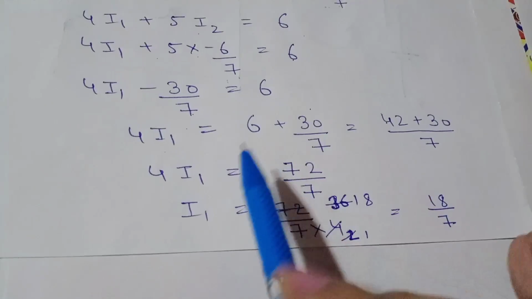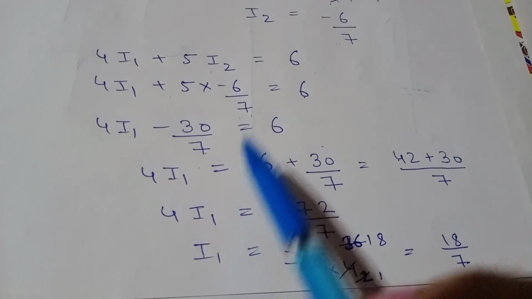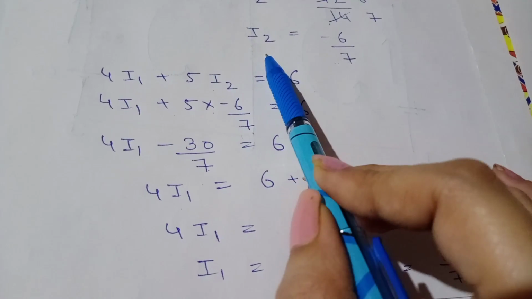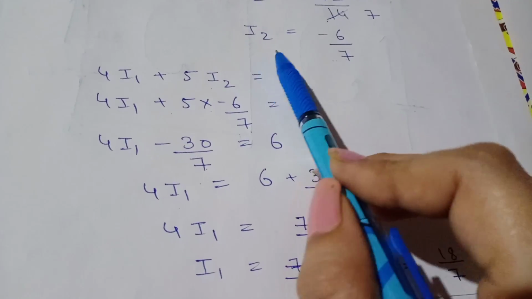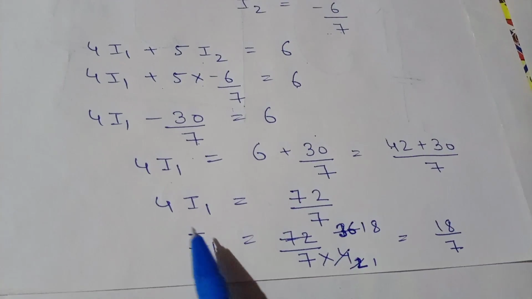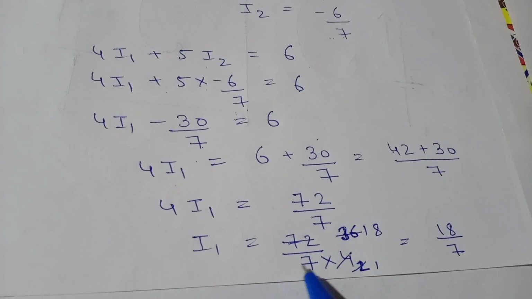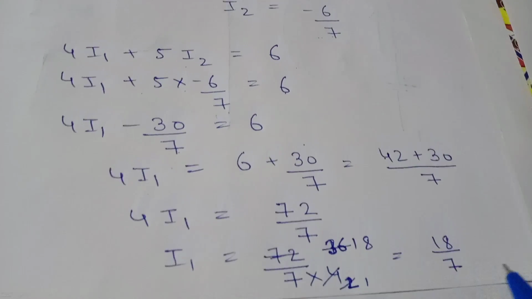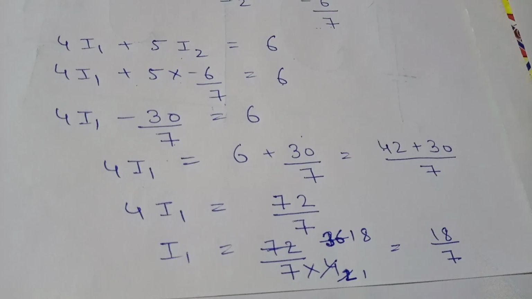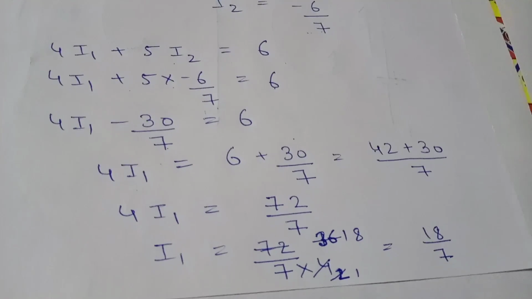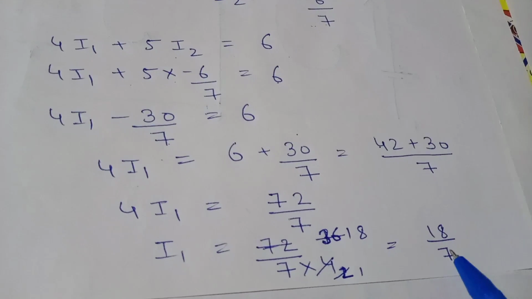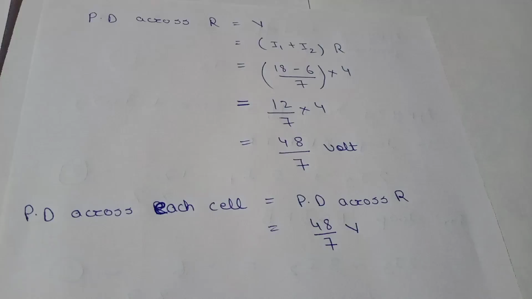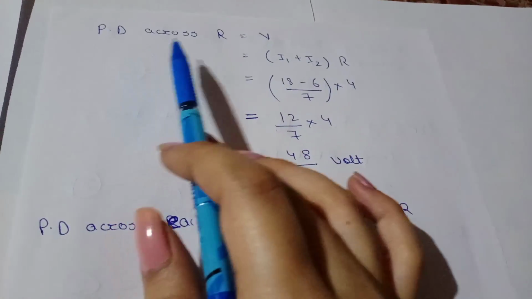I want to know the value of I1, as we already solved the value of I2. So now I'll take 4 to the down side. After cutting on the table of 2, I'll get 18 by 7 as the value of I1. Then we need to find the potential difference.